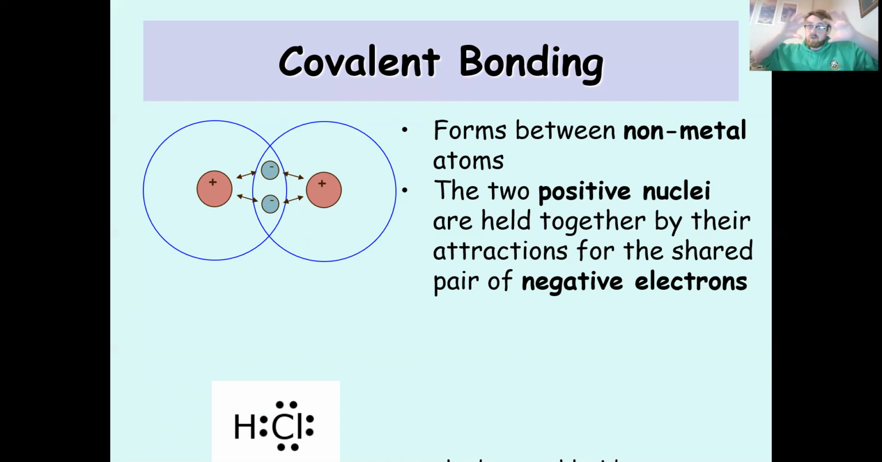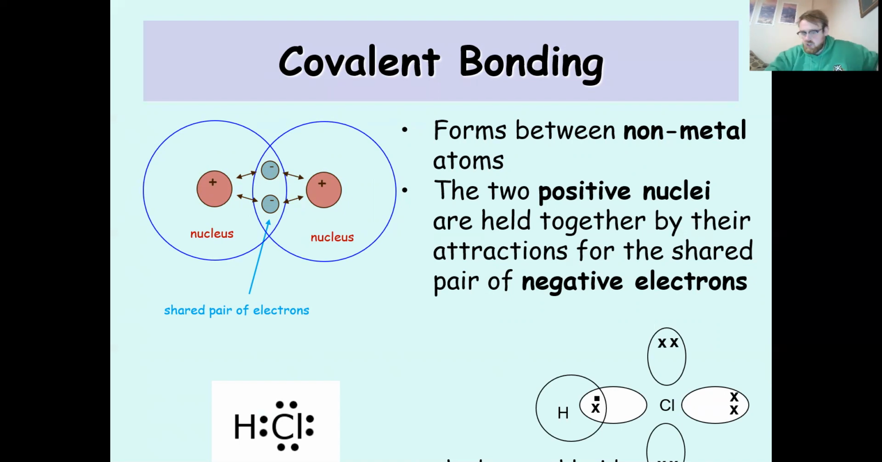So these atoms are technically trying to push themselves apart because they're both positive. However, they both like those electrons. They both want to have those electrons. So they're going to grab on and be stuck in that covalent bond. Okay? Simple as that.